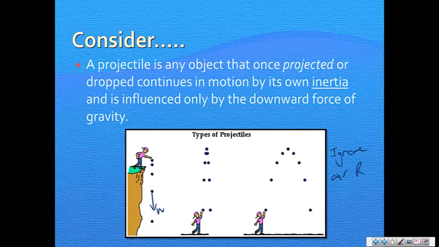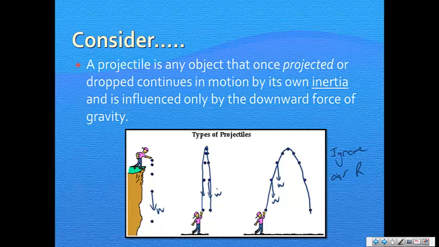But even if I'm projecting these at a bit of an angle, still the only thing acting is weight down. Doesn't matter where it is, that's the only thing. You'll also notice too that these types of objects, when we project them at a bit of an angle, follow a parabolic path. And there's a reason for that as well, which will become clearer later on.